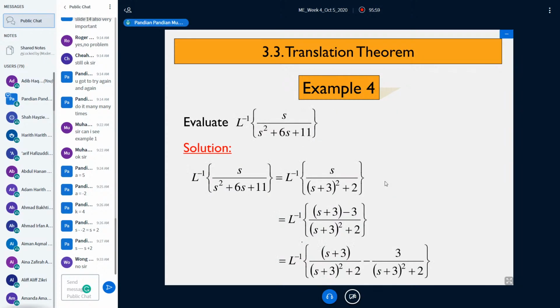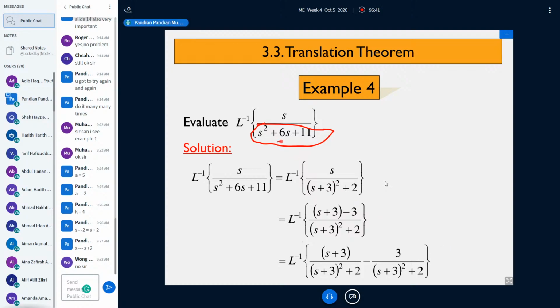Okay, now we move on to the next one, this one. This one is a little bit, you have to do some maneuver, some rearrangement only. You no need to use partial fraction because this term, you cannot put like s plus a multiply s plus b. You do it another way, that is completing the square. There is a word in algebra, we call it completing the square.